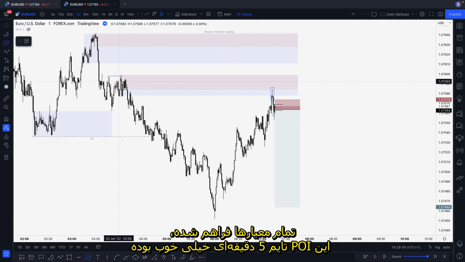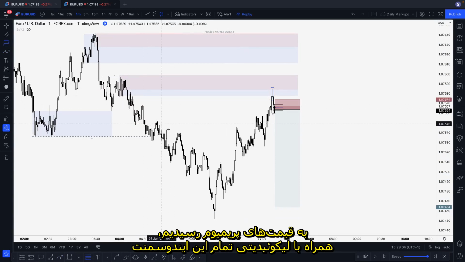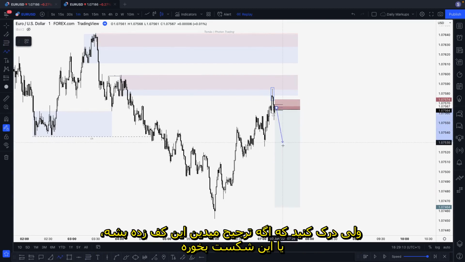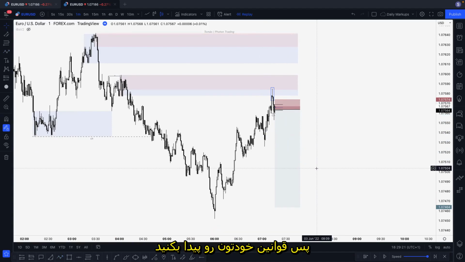The POI, this M5 POI was very, very nice. We already reached premium prices. We have liquidation of all these inducement, right? The choke, the flip, the V-shape. So yeah, it's met my plan. But I understand that if you prefer, you can just wait for this low to go, or this demand to fail, and then you take the retest, and then you continue to the downside. So find your own rules.